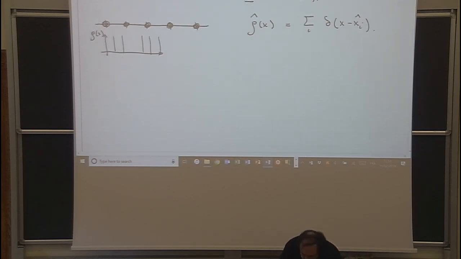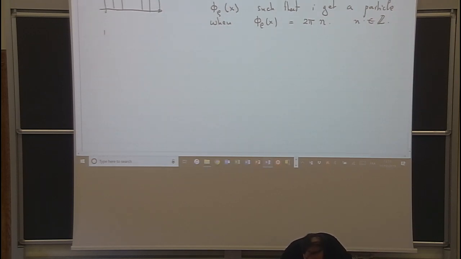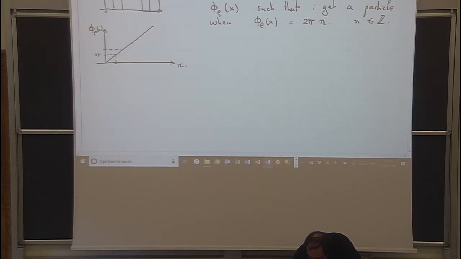So for that, let me introduce a field. So I will introduce something which I will call phi_L of x, such that I get a particle when phi_L of x is equal to 2 pi times an integer. Okay? So it sounds a little bit crazy as an idea, but actually it's not totally stupid. So let's try to plot, for example, phi_L of x. So what would happen if I have a phi_L of x, which is a straight line? Well, that's easy. When this is equal to 2 pi, I get a particle here. When it's equal to 4 pi, I get a particle here, and so on, and so forth.